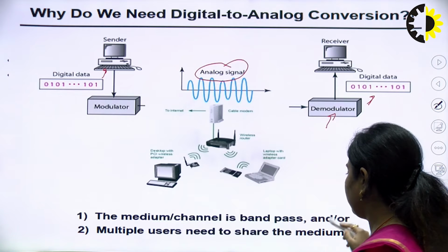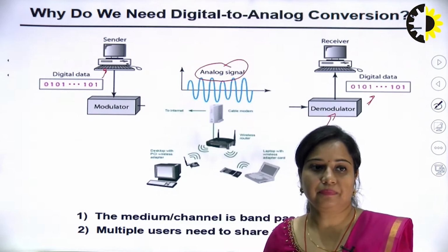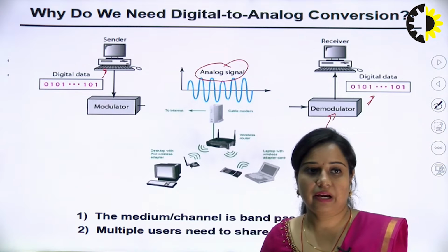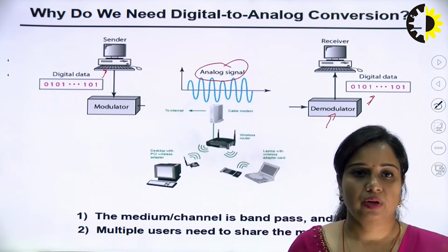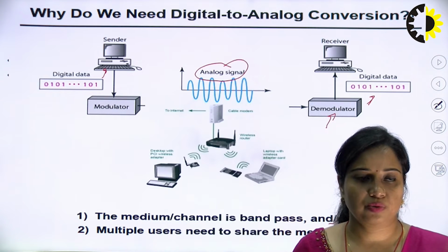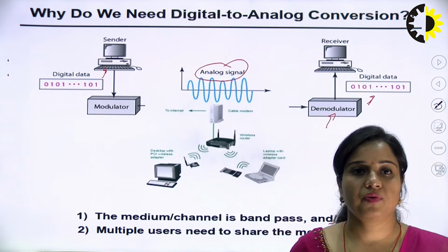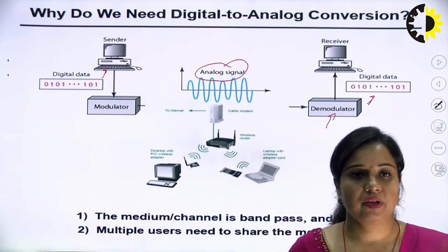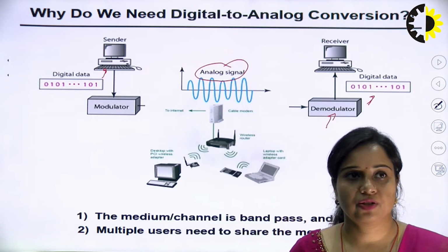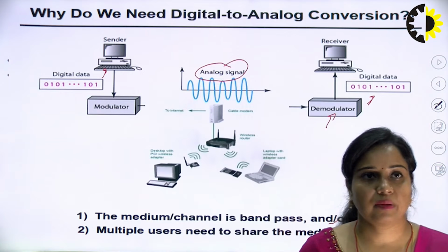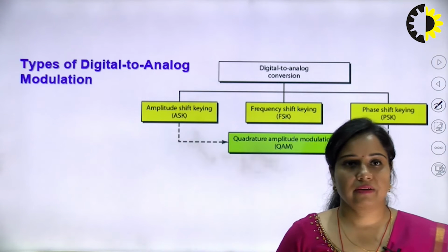The medium or channel is band pass. Multiple users need to share the medium. That is the concept, since it is a multiplexer kind of concept, only a single channel is not set up between two users; a single channel will be set up for multiple users. So the traffic will be of different types. Sometimes it can be a speech signal, sometimes it will be a message that you want to transmit. That is why, since a variety of data will travel over a single channel, this type of conversion is beneficial. The types of D to A conversion are ASK, FSK, PSK.